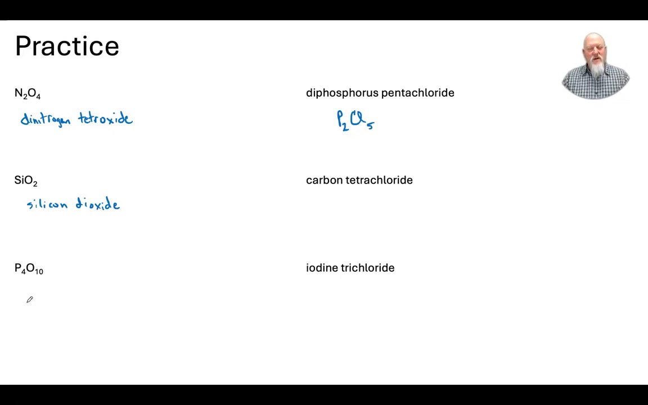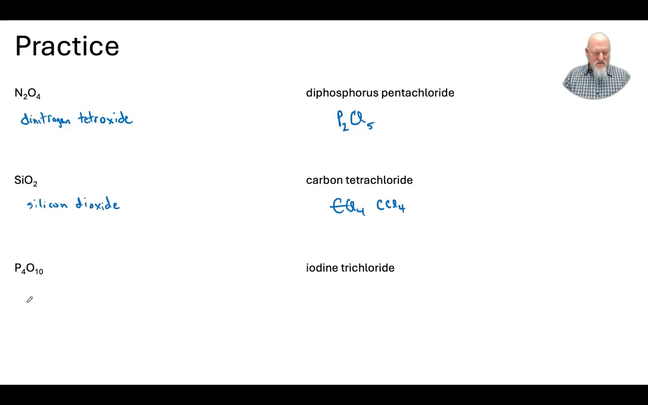Carbon tetrachloride. Since there's no prefix, we know it's just 1. So carbon. Tetra is 4. Chloride. Chloride is chlorine. Cl. 4. Carbon tetrachloride. That looks bad. Let's try this again. CCl4. There we go. Carbon tetrachloride.